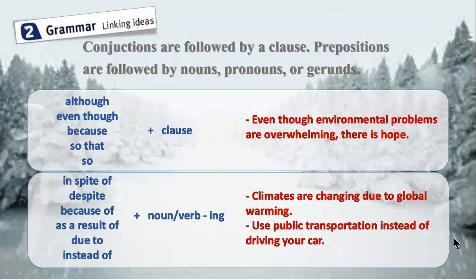Okay, guys. Here we have conjunctions, which are followed by a clause. What is a clause? A statement. Yes, we can have two statements. Prepositions are followed by nouns, pronouns, or gerunds. What's a gerund? A verb with ing. Okay, and here we have three examples.